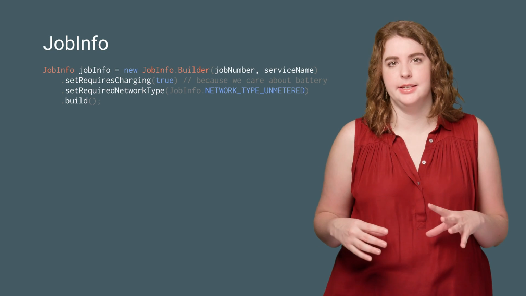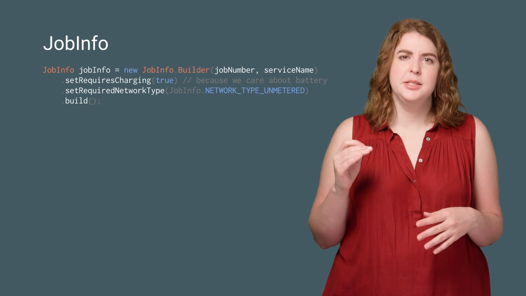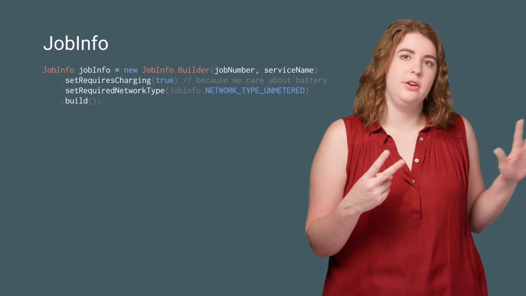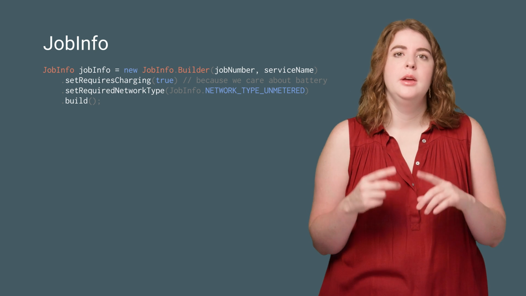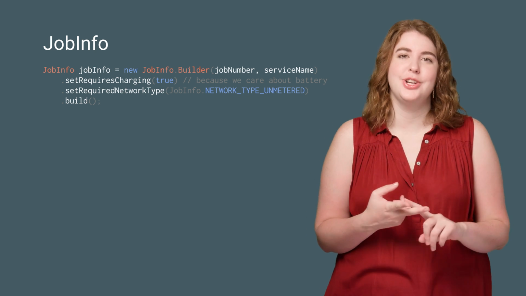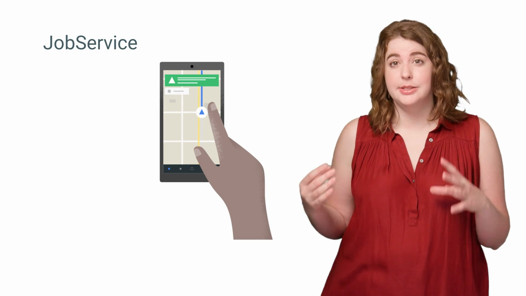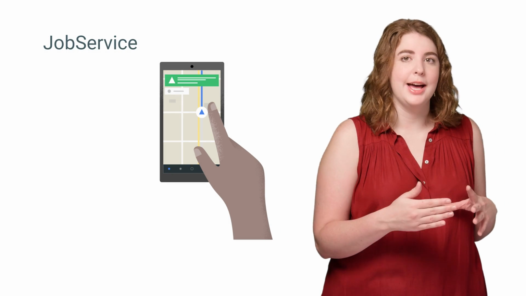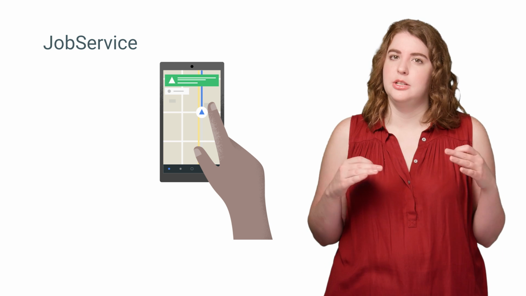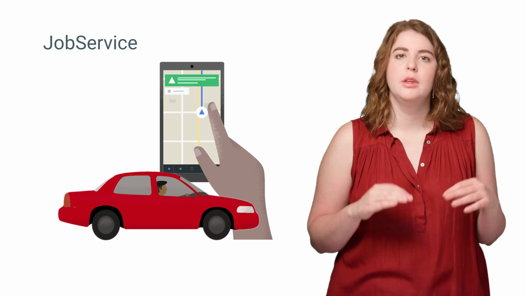You can define these conditions when you are creating the job through the JobInfo object. To build that JobInfo object, you need two things every time, and then the criteria are all the bonus bits over here. But you need a job number to help you distinguish which job this is, and a job service. Now, your job service is actually going to be a service that extends the JobService class, and this is where you'll define the work that you'll be doing. But since you're extending another class, you will need to implement a few required methods.